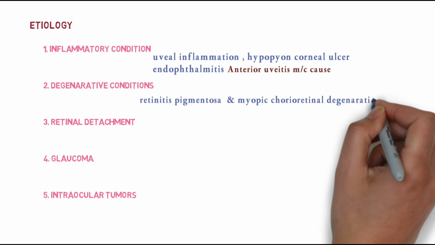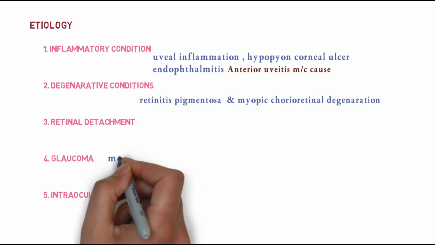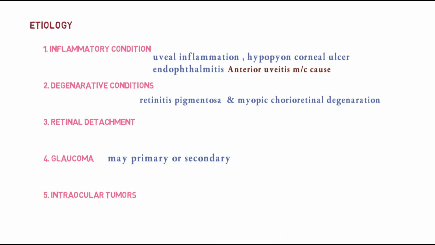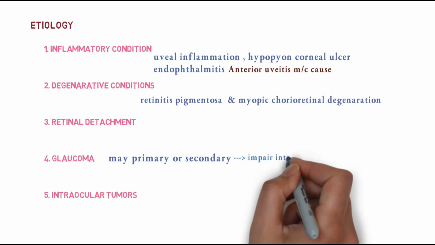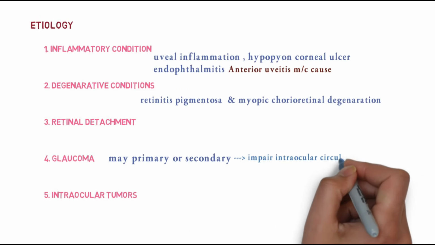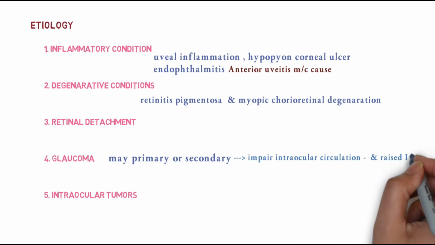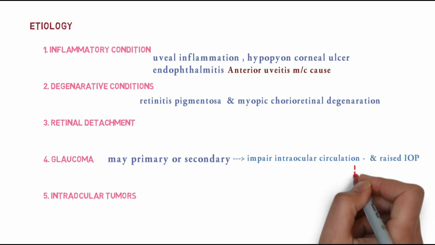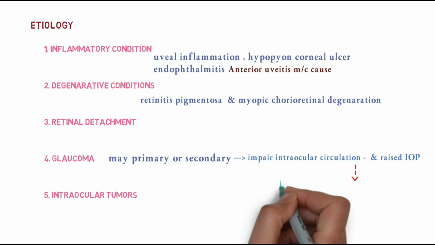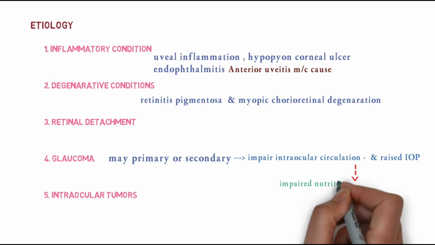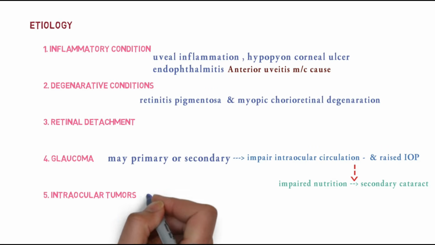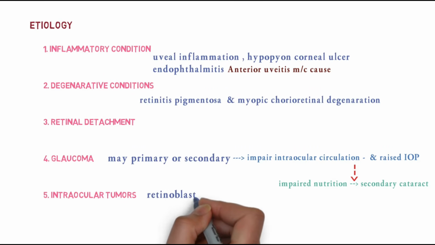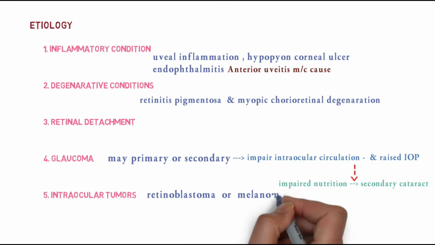Long-standing cases of retinal detachment may cause complicated cataract. In glaucoma, primary and secondary glaucoma impair the intraocular circulation due to rise in intraocular pressure. Due to this impaired intraocular circulation, there is improper nutrition to the lens, and that's why there is formation of secondary cataract. And the last one is intraocular tumors. Retinoblastoma and melanoma can cause complicated cataract.